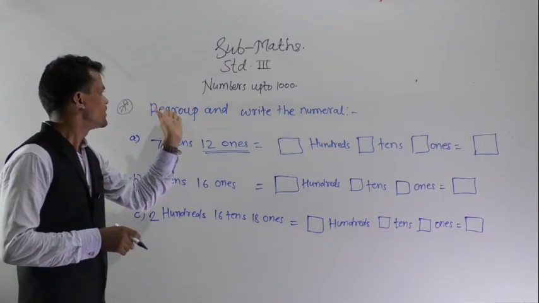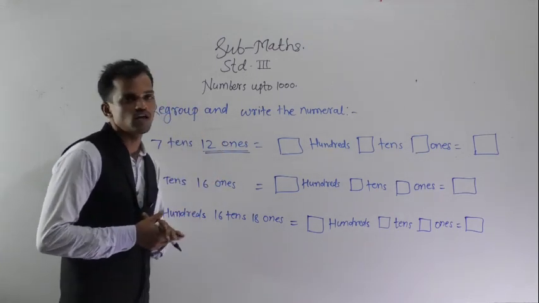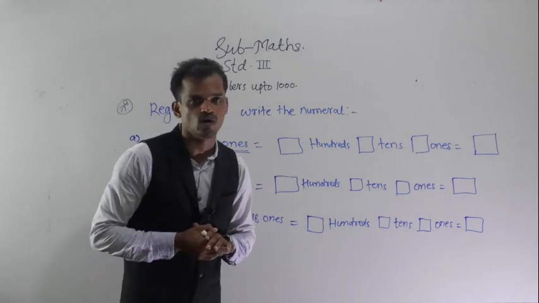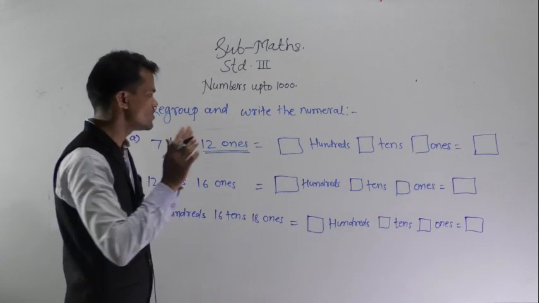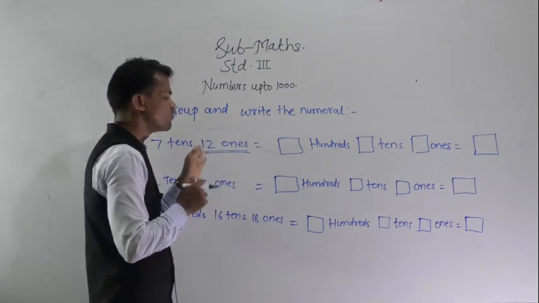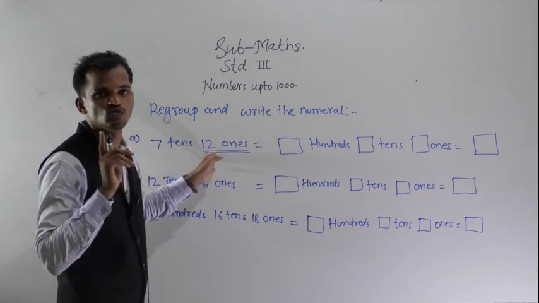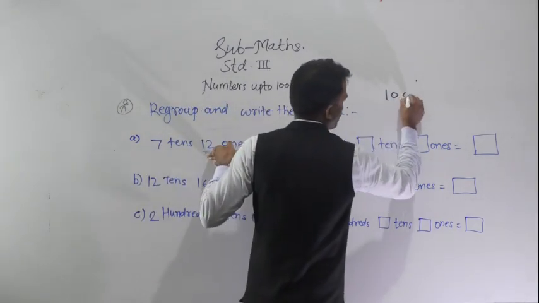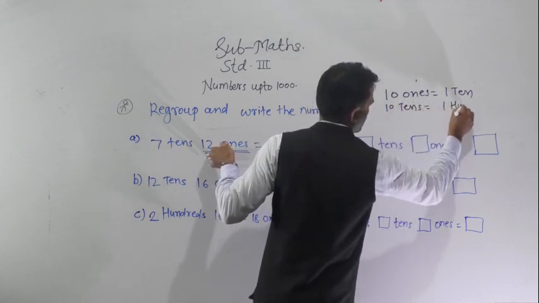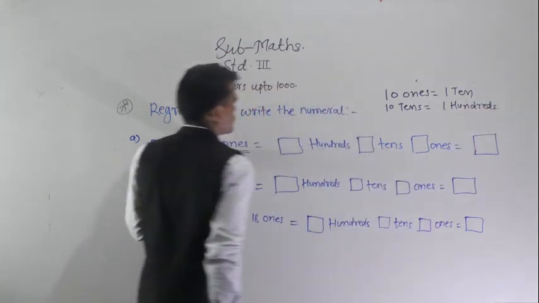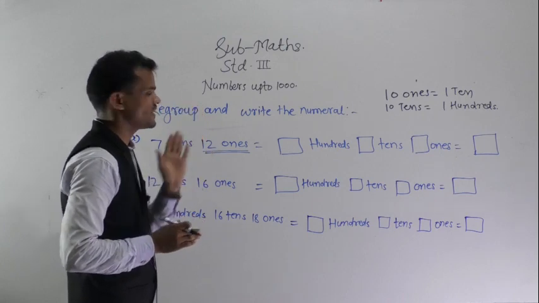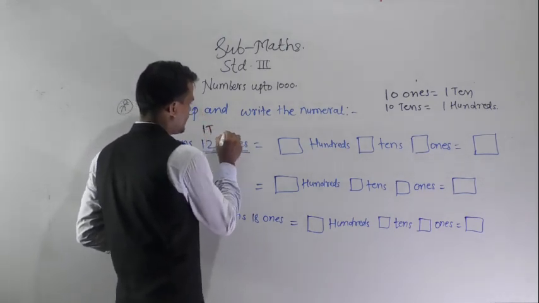Instruction: regroup and write the numeral. 7 tens and 12 ones. We have to regroup these 7 tens and 12 ones into the 100s, 10s and 1s columns. First we will start from the 1s place. 12 ones means how many tens and how many ones? We know 10 ones is equal to 1 ten and 10 tens is equal to 100. Remember this. So first regroup this 12 ones into how many tens and how many ones. 12 ones means 1 ten and 2 ones.